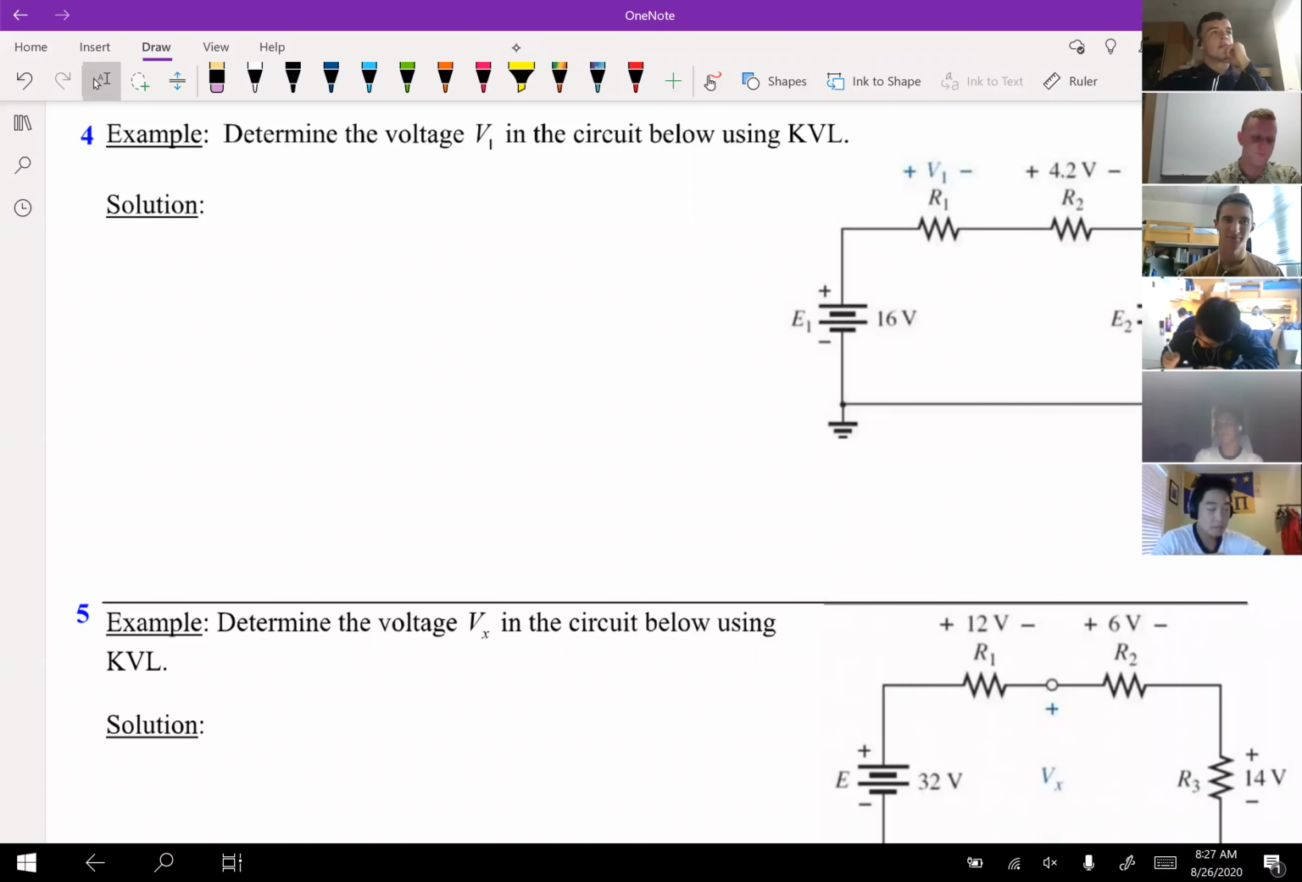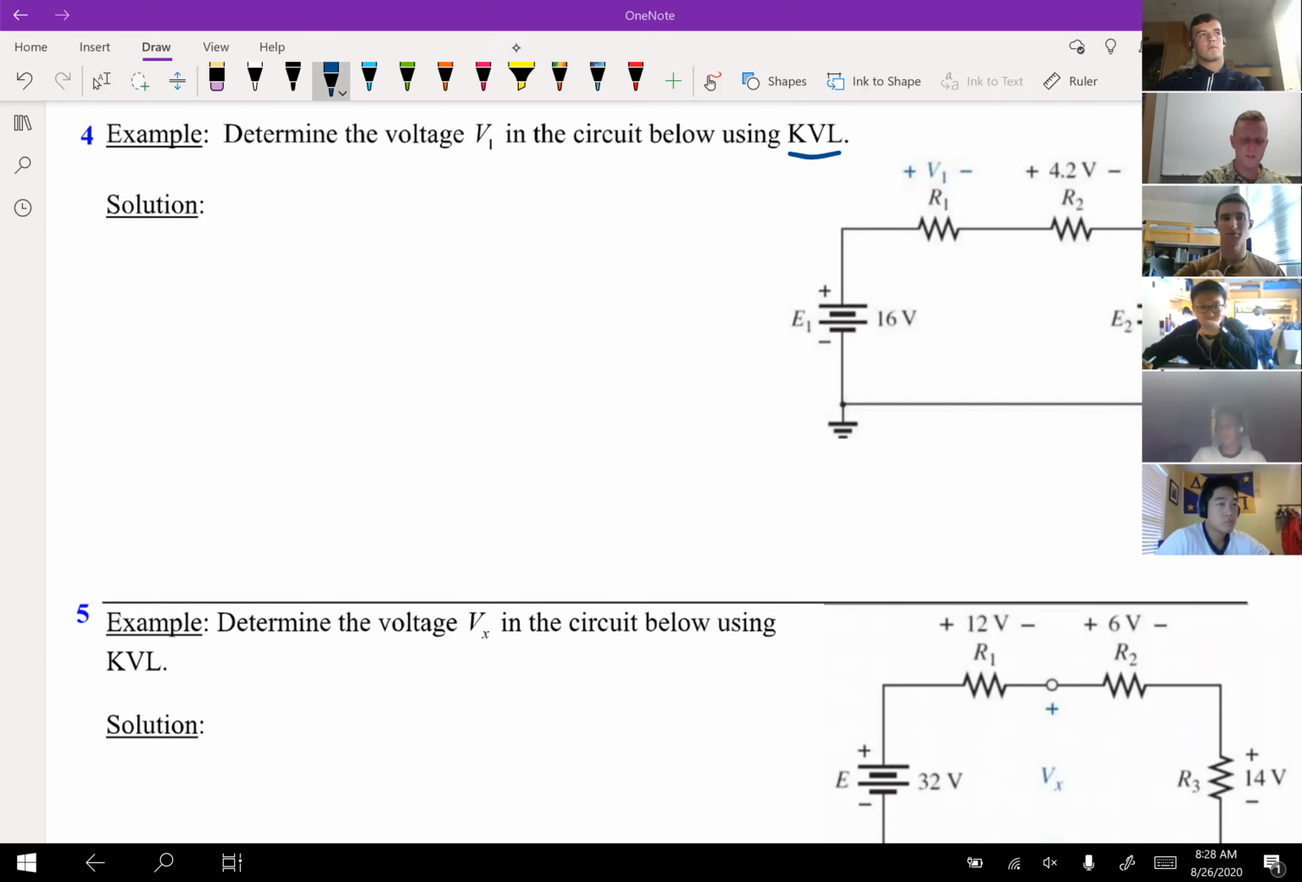There we go, number 4. So we're going to determine the voltage V1 using KVL, Kirchhoff's voltage law, right? That says what goes up must come down, or the sum in a closed loop will go to 0.